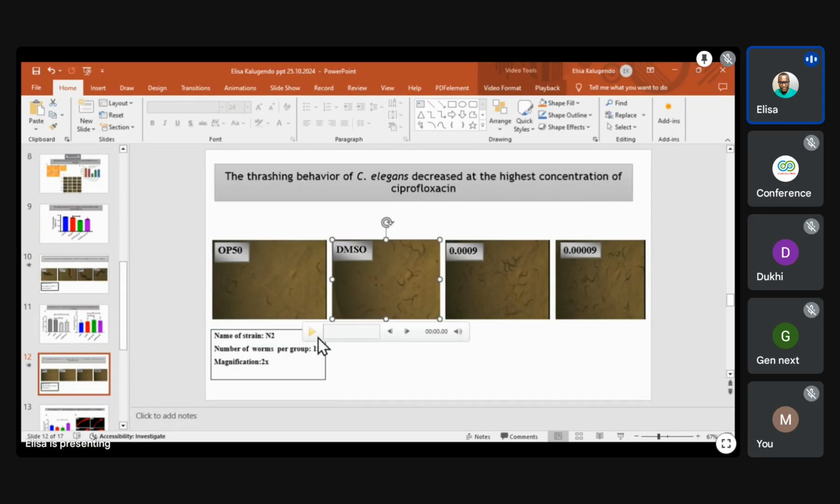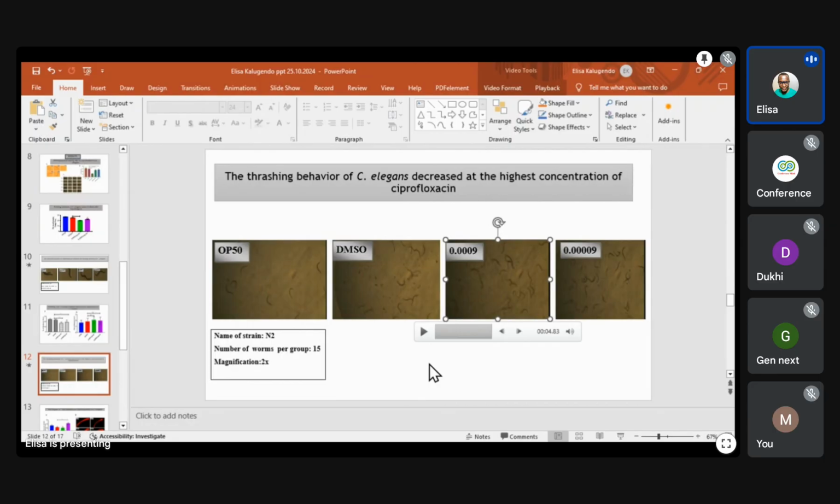Similarly to the vehicle control, this is the vehicle control. Animals are swimming strongly and they have good energy. You can see they have good energy for swimming. But here, in the highest concentration, animals are swimming, okay, but their rate of swimming is very sluggish, very slow.